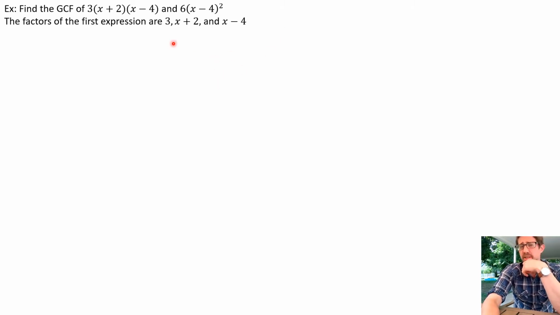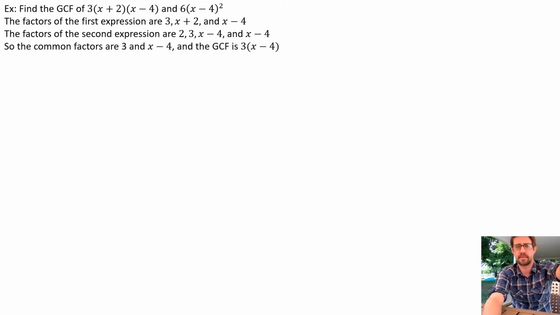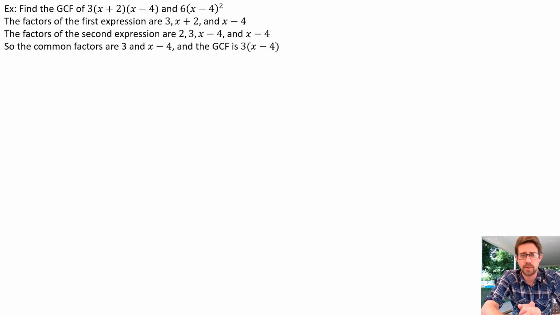So you can just basically look at the first expression, and it's like a prime factorization. Its factors are 3, x plus 2, and x minus 4. Do the same thing for the second expression. The factors of the second expression are 2, 3, right, because of the 6, x minus 4, and x minus 4. So that might seem redundant, but it has 2 factors of x minus 4. So then you just look at anything they have in common and multiply those together. The only things they have in common are the 3 and 1 copy of the x minus 4. Okay? So 3 times x minus 4 is their greatest common factor. Sorry, the GCF is 3 times x minus 4.